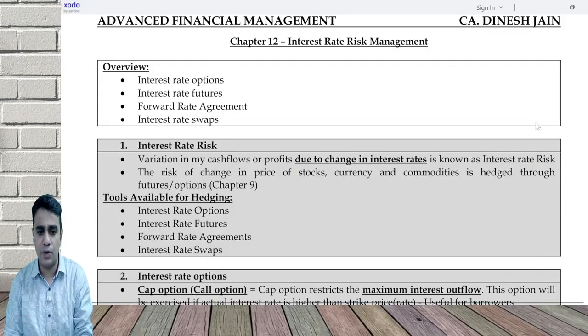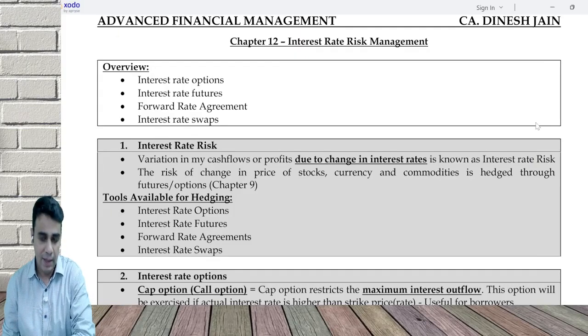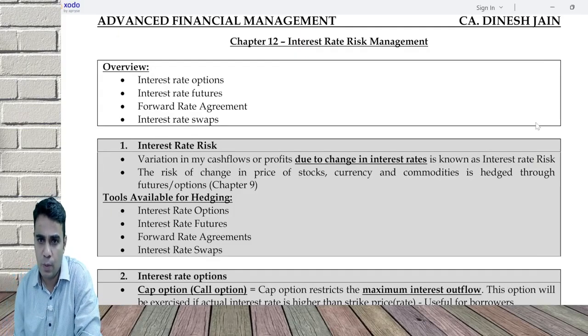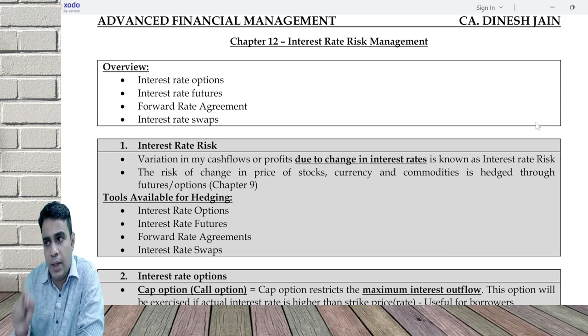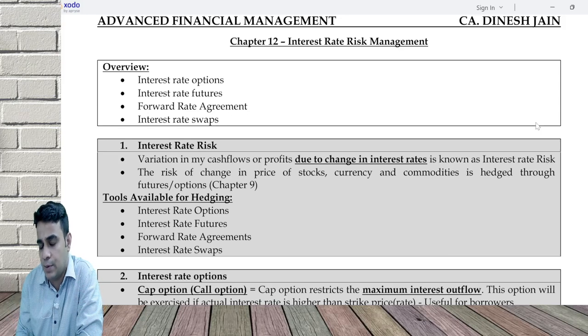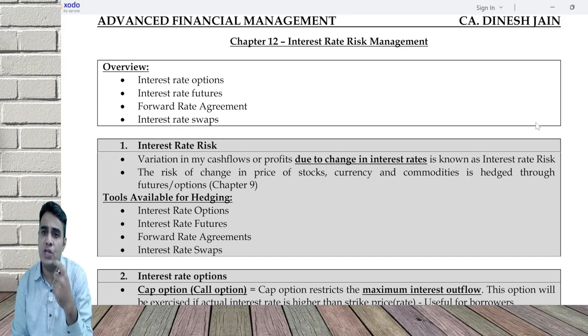Okay, I'll now move to the next chapter, which is on interest rate risk management. Let me first set the context of the chapter. Once that is set in, more or less things will become fairly simple. What we are trying to do in this chapter is like you have forex risk management or equity risk management, we have something called rate risk management. What is interest rate risk first? It is variation in my cash flow due to changes in interest rate.